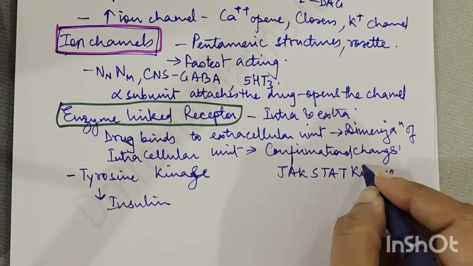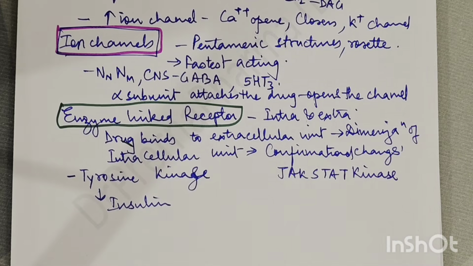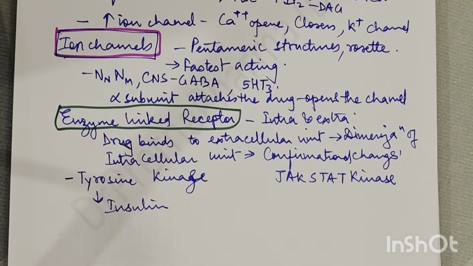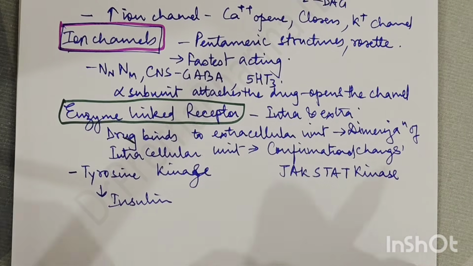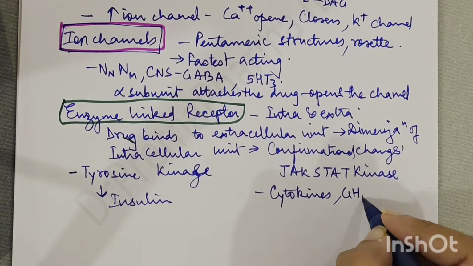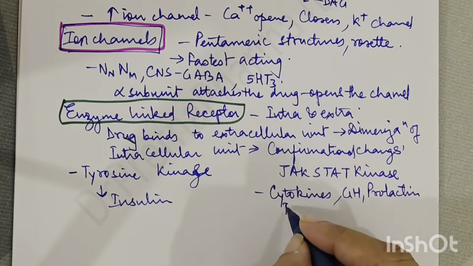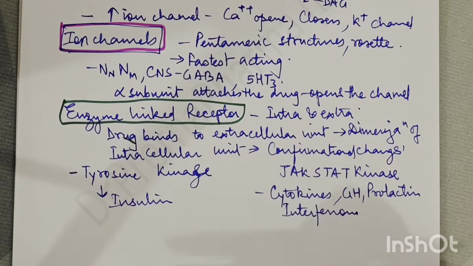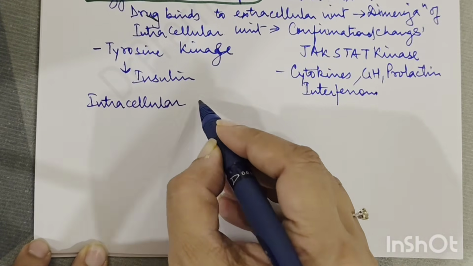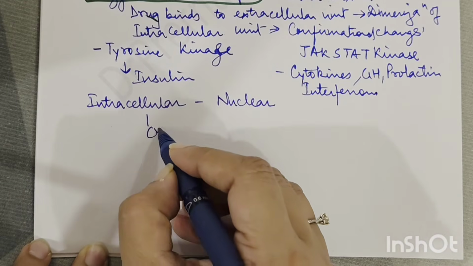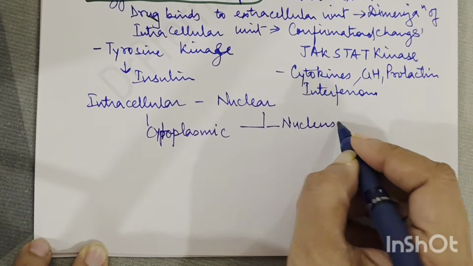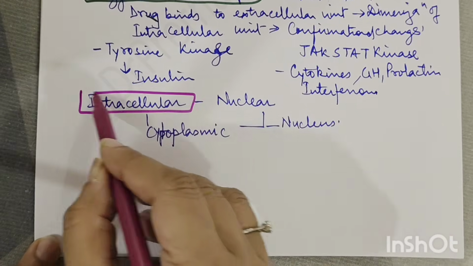The only difference is that in the tyrosine kinase type of enzyme, the tyrosine kinase is attached to the beta subunit that is inside, while in JAK-STAT kinase, the JAK and STAT are free flowing. STAT is free flowing, it is not attached to the intracellular site. So JAK-STAT kinase से attach हमारे act करते हैं cytokines, growth hormone, prolactin, and interferons, right? So these. The fourth category of the receptors is intracellular receptors. They are also called nuclear receptors, although they are cytoplasmic also, right? But ultimately दोनों की action मिलके nucleus पे ही जाती है, and there is a DNA change. So this is the fourth category of receptor, that is intracellular.